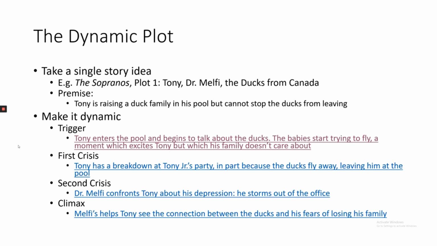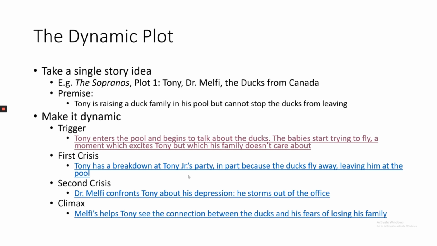It turns out that the whole issue with the ducks is really that the ducks are for him a metaphor of his family, and he loves his family, but he is somehow unable to communicate that, and he's terrified of losing his family. So the next moment, which is what I would call the first crisis, happens at his son Tony Jr.'s birthday party, and it's triggered by the ducks flying away, leaving him at the pool.